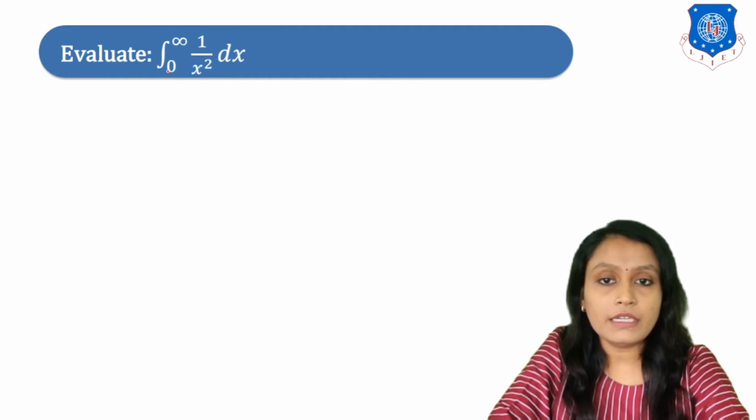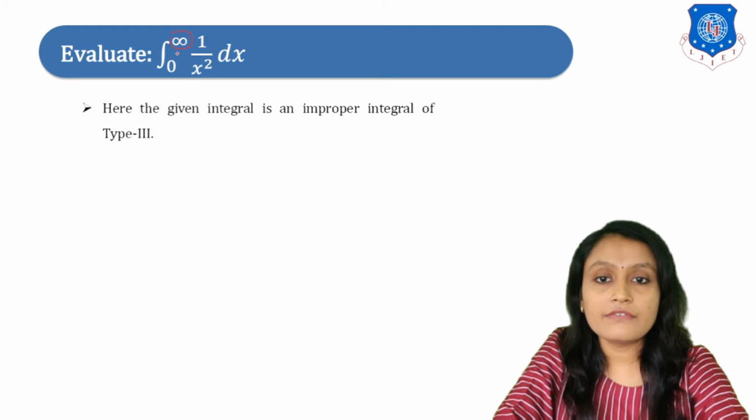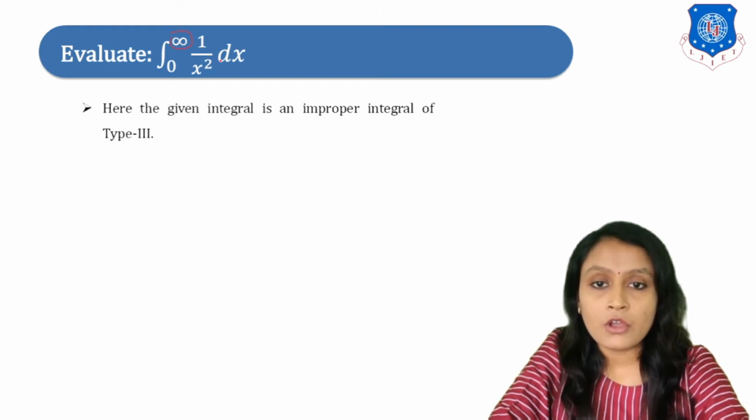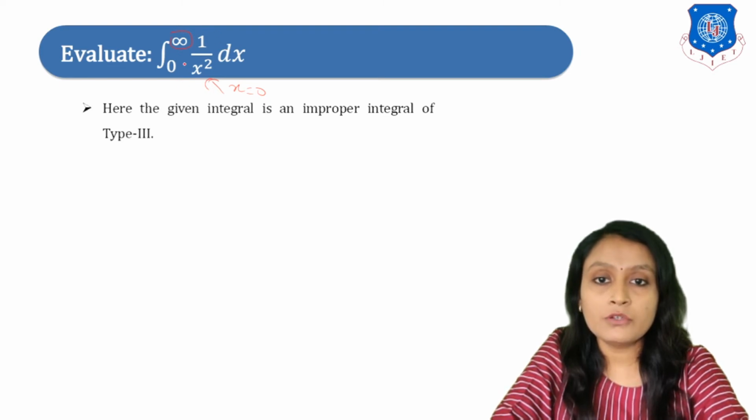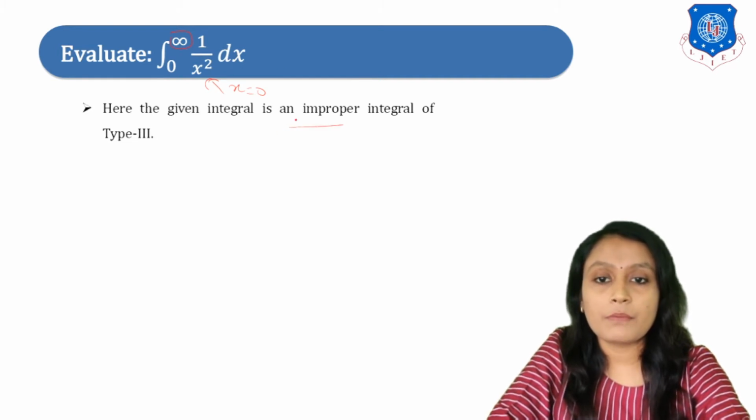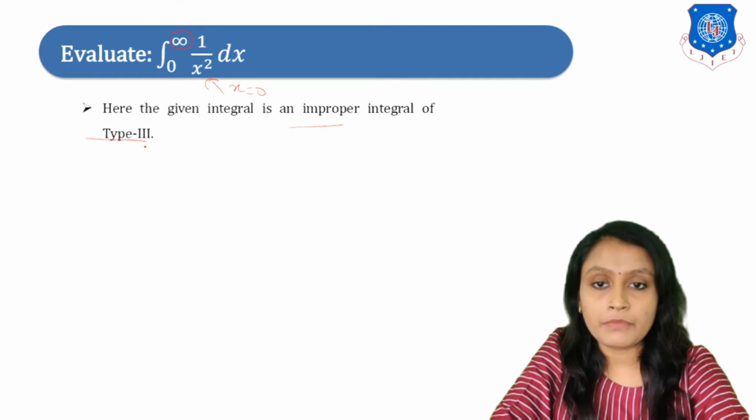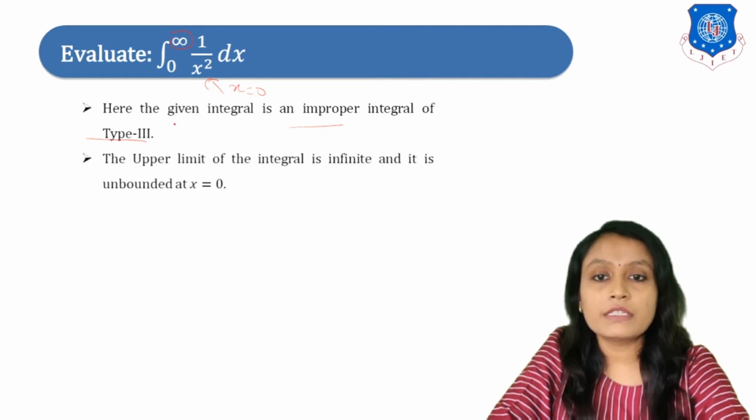Here we have to evaluate integration 0 to infinity, 1 upon x square dx. Okay, so you can see infinity over here. So it is an improper integral of type 1. Also, if you put x is equal to 0 over here, this will go to infinity. So it is an improper integral of type 2 also, right? So it is a combination of type 1 and 2. So we can say that this is an improper integral of type 3. Okay. Now we will evaluate this integration.